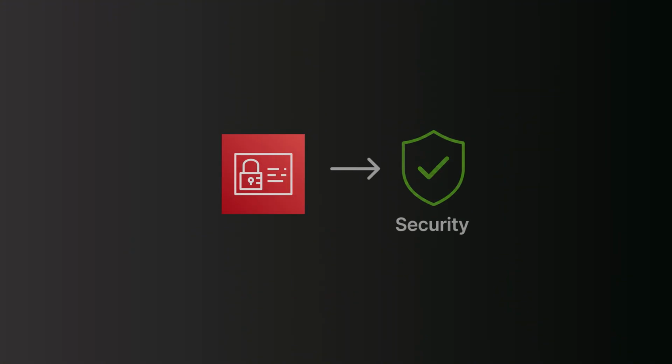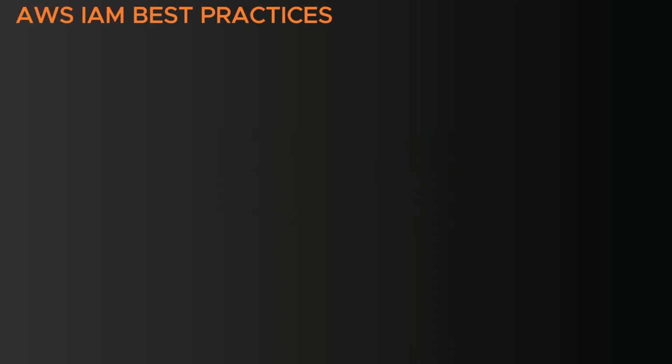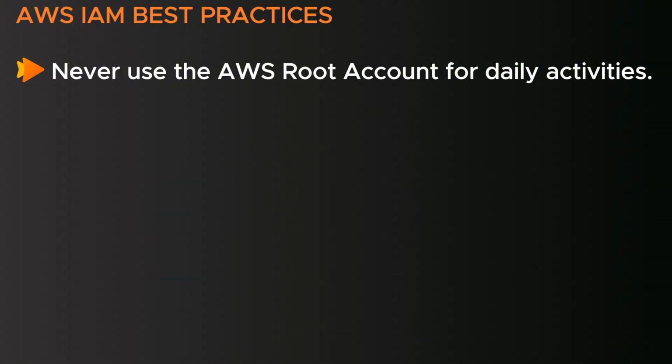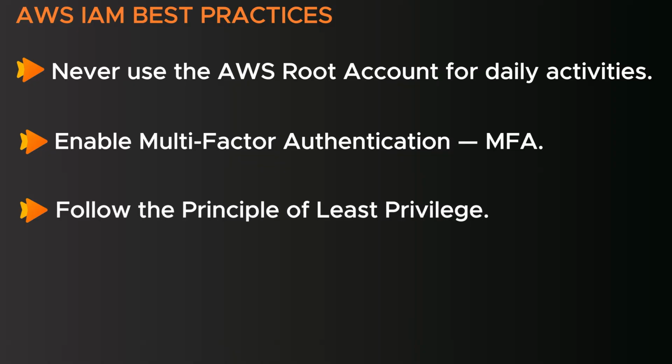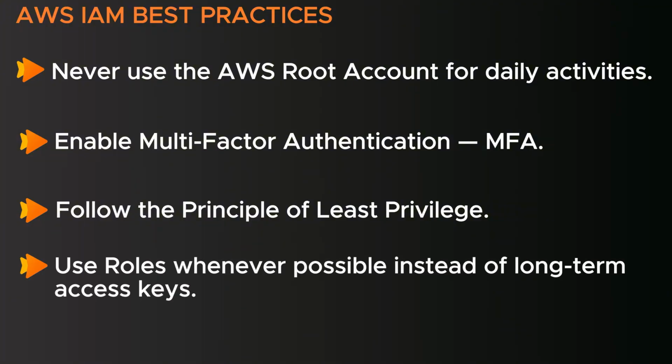Because IAM controls security, AWS strongly recommends several best practices. First, never use the AWS root account for daily activities. The root user has unrestricted access to the entire AWS account. Second, enable multi-factor authentication, MFA. This adds an extra security layer beyond passwords. Third, follow the principle of least privilege. This means users should get only the minimum permissions required for their job. And fourth, use roles whenever possible instead of long-term access keys. AWS now strongly recommends temporary credentials and IAM roles for better security.